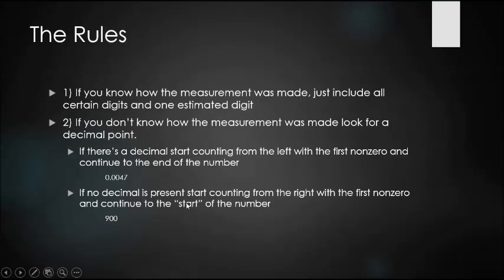If there is no decimal point, start counting from the right with the first non-zero and continue to the start, or the beginning of the number. This side is the beginning. Maybe not really in math terms, but it is for now. So we'd start counting from the right. There is no decimal. So 9. Okay, that's our first non-zero. So 1 significant digit. So therefore this 900 number only has 1 significant digit.